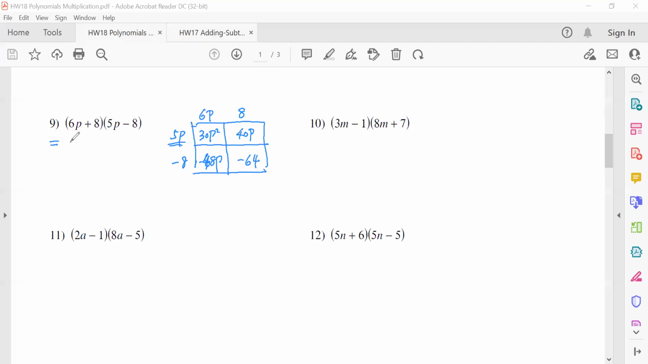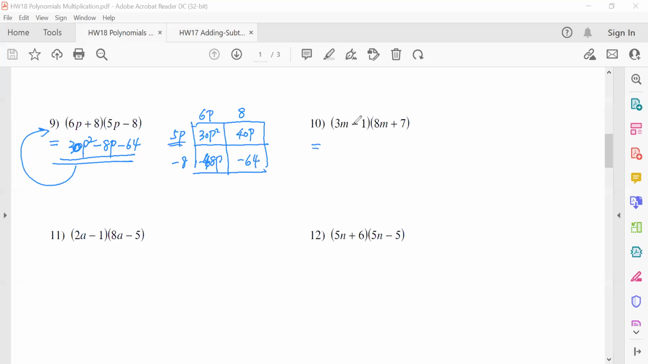So combine like terms. Here, these two are like terms. So minus 8p minus 64. In the near future, we will give you this one and ask how you find this one. So keep this in your mind, how you do that later.